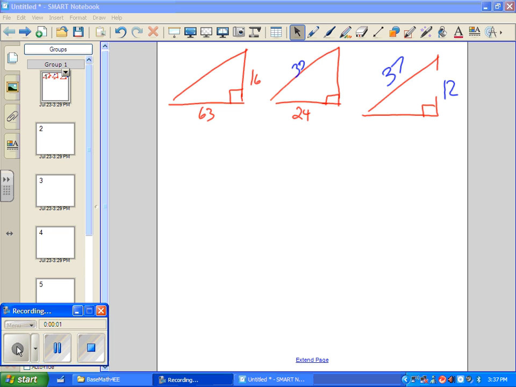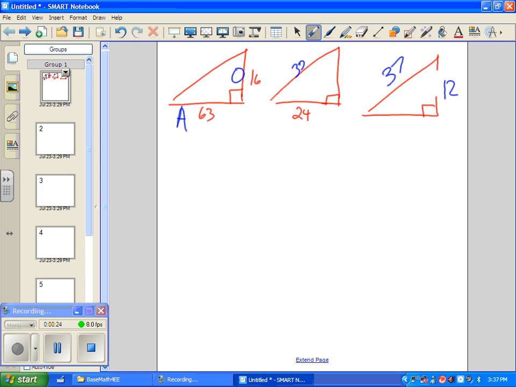Anyway, we have three triangles now as an example here. And we have two sides on each one of these. On this first one, what function do we have at hand to find the angle? We have the tangent. We have the side opposite, and we have the side adjacent. So sine, cosine, tangent.